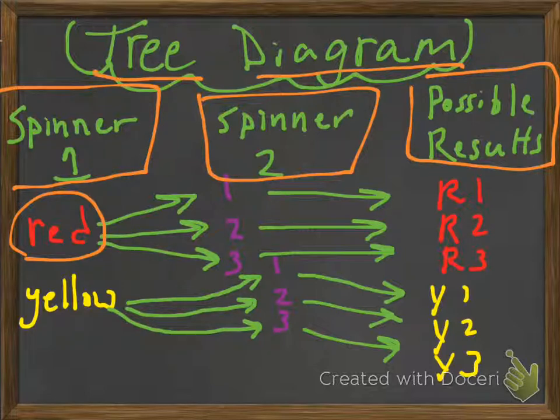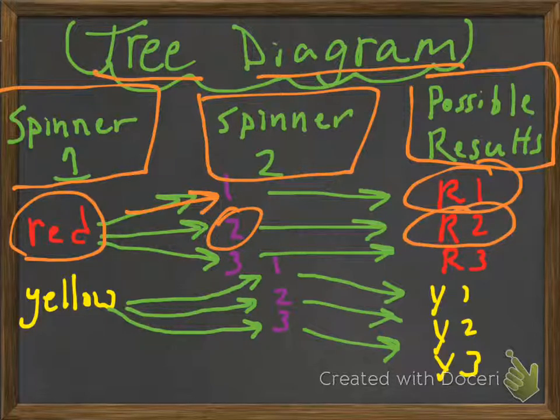So if you spun a red on the first spinner and spun a 1 on the second spinner, your result is red 1. Let's say we spun again, we got red, but this time on the second spinner we got a 2. There again, we're going to end up with red 2. You continue this process to find all the possible results or outcomes. So for red, you're going to have red 1, red 2, and red 3. And for yellow, you're going to have yellow 1, yellow 2, yellow 3.